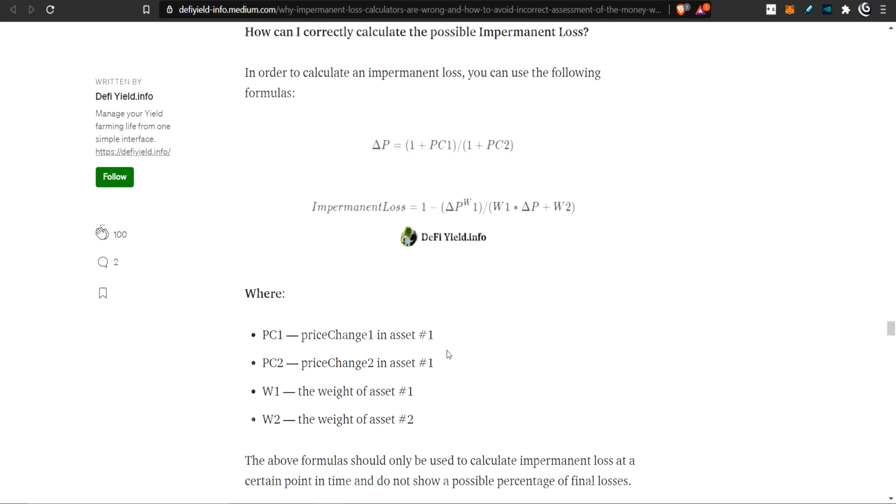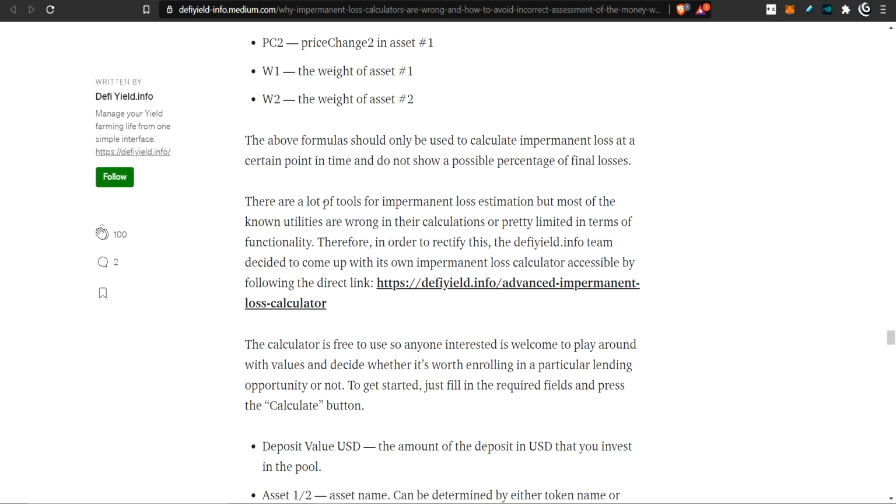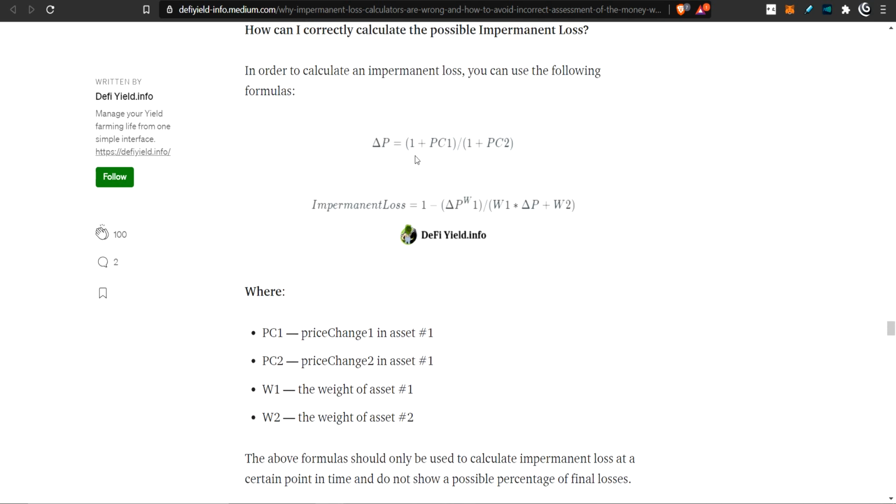But the problem with most of the tools out there is that they are limited in their functionality and they don't tend to show you price over time.